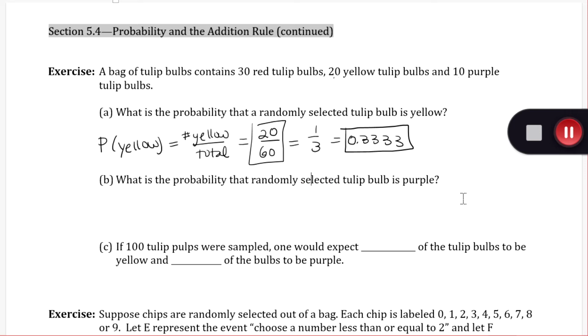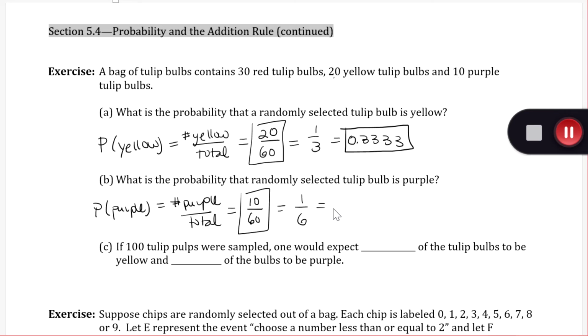What is the probability that a randomly selected tulip bulb is purple? Okay, so the probability of purple is the number of purple over the total. The number of purple, there are 10 purple tulip bulbs, over the total, it's still 60, which reduces to 1/6, which approximates to 0.1667.